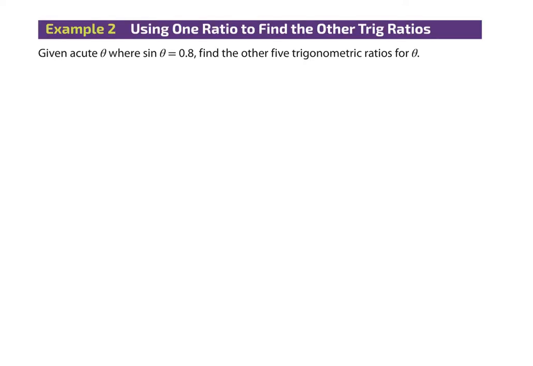All right? The problem says, given acute theta, where sine equals 0.8, find the other 5 trig functions. They make this a unit triangle, so they do like 0.8 over 1. I personally don't like that, okay? If I were doing this, 0.8 is clearly a fraction, right? Hopefully all of us can write 0.8 as a fraction.